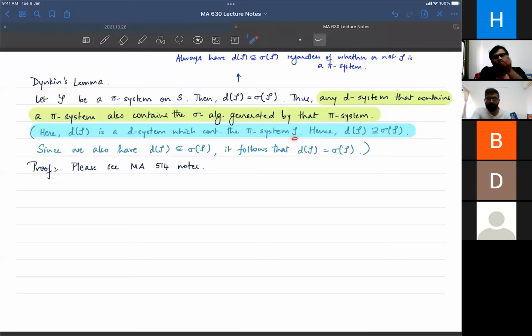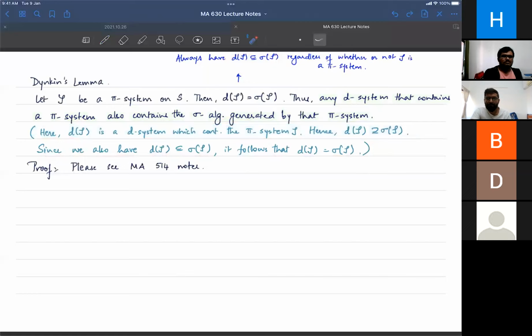Here S is a pi system, DS is a D system which contains S, and so DS contains the sigma algebra generated by S. So DS contains sigma of S. But remember, you always have DS contained in sigma of S. That is always there for free. Since we also have DS contained in sigma of S, it follows that DS equals sigma of S.